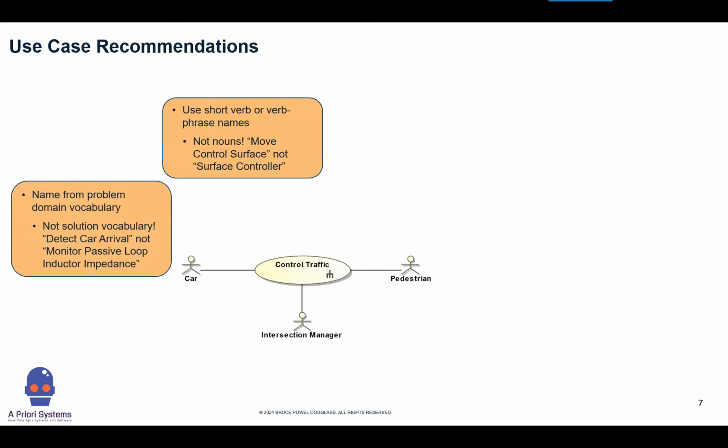You should really draw from the problem domain vocabulary to avoid overly specifying design. So in this particular case, we've got an intersection controller system which manages traffic for pedestrians and cars across the intersection. So rather than monitor the passive loop inductor impedance to look for a car arrival, we'd rather say detect that a car has arrived, because that's technology independent. It comes from the problem domain, not from the solution domain.